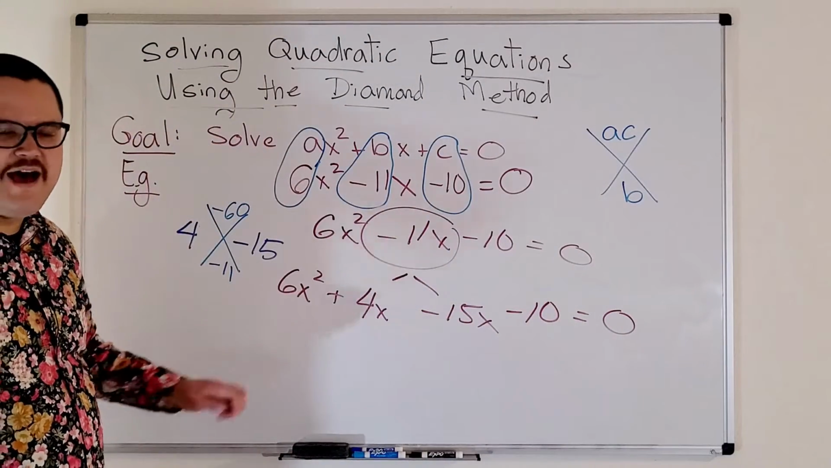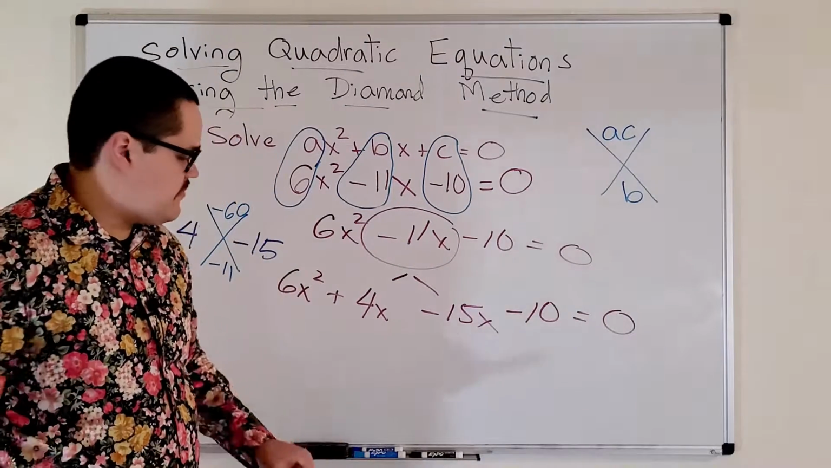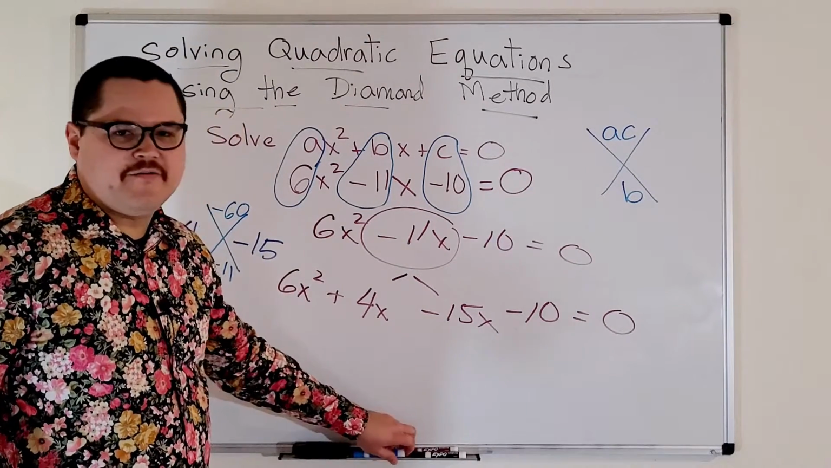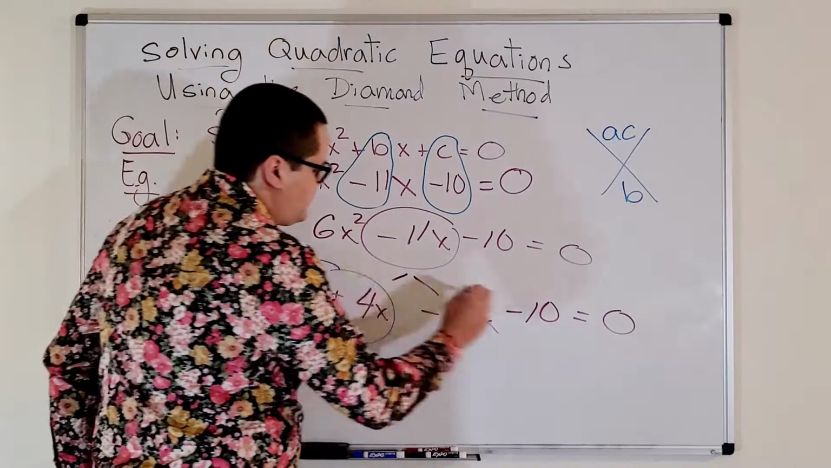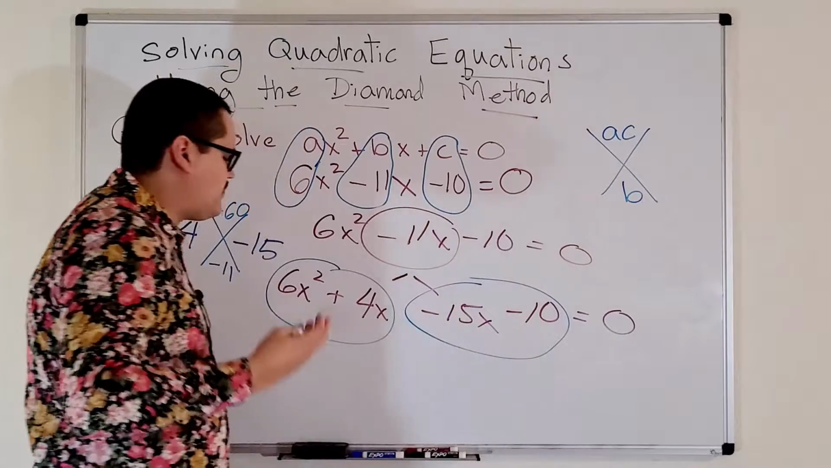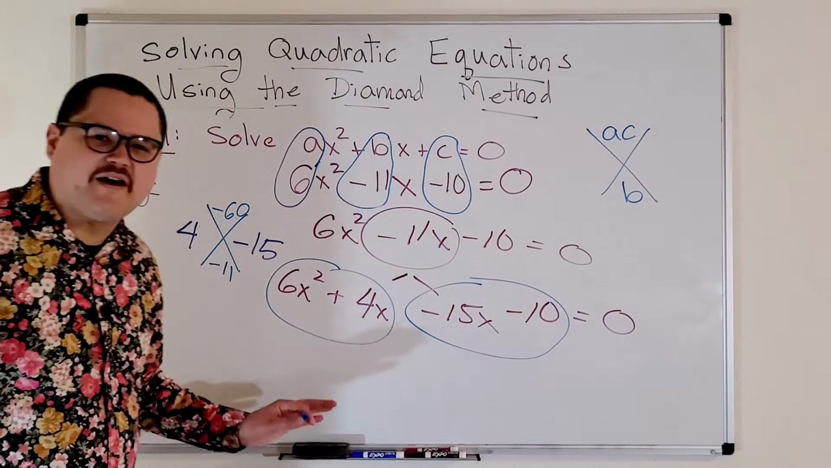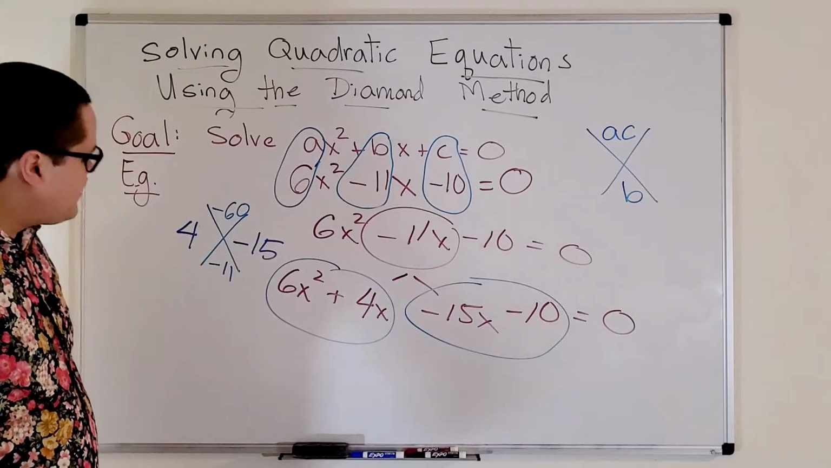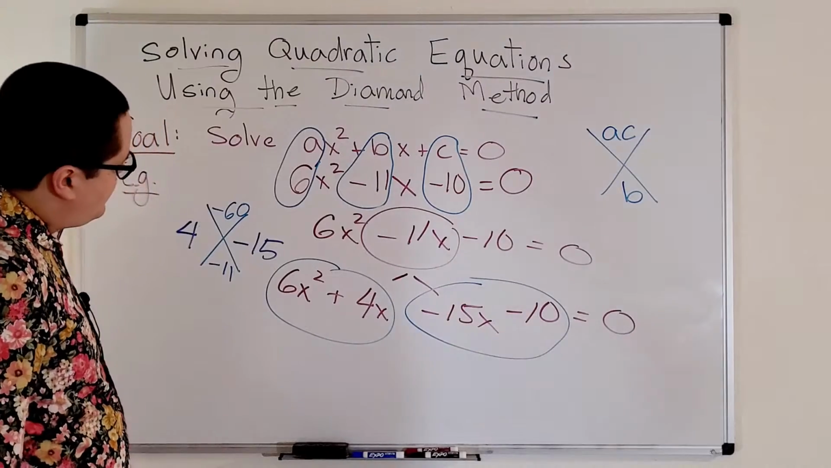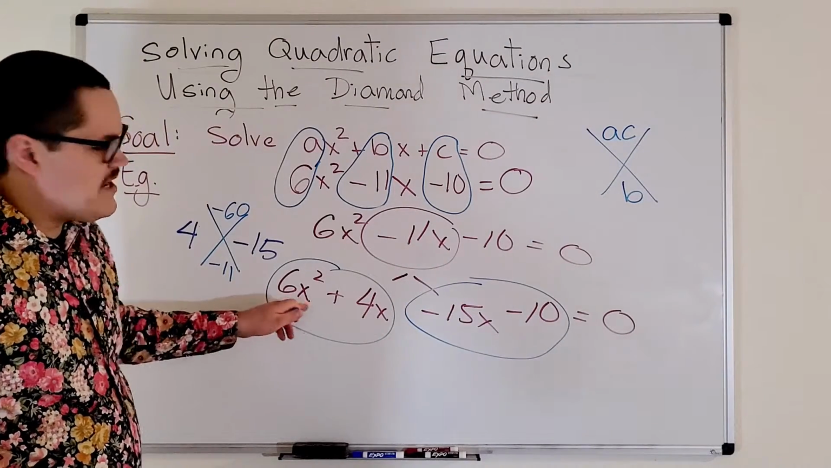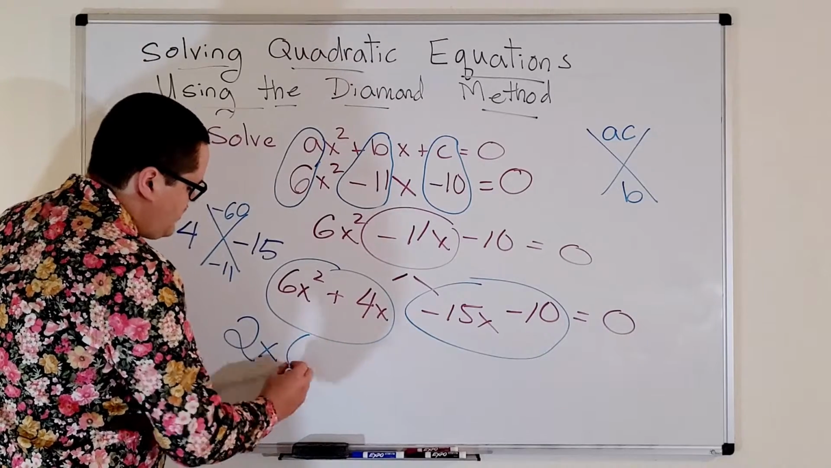Okay, now we look at the first two terms and the last two terms separately. We try to factor out as much as we can. So this is step 4 or 5? I don't know, I don't remember. But anyway, we try to factor out as much as we can. So what do 6x squared and 4x have in common? Well, 2 goes into both of them and x goes into both of them. So we'll factor out a 2x.